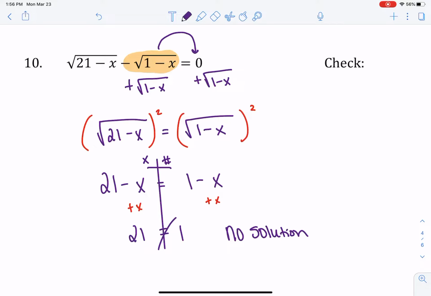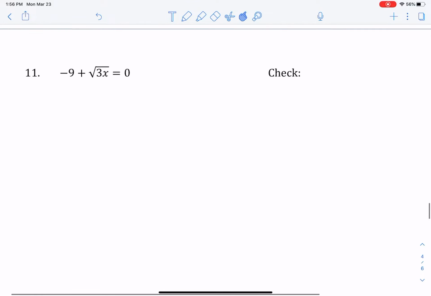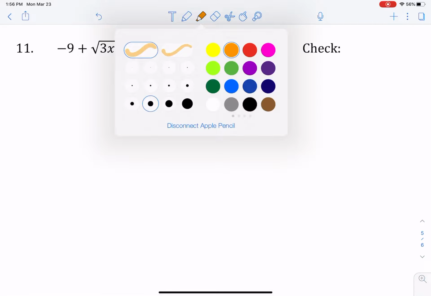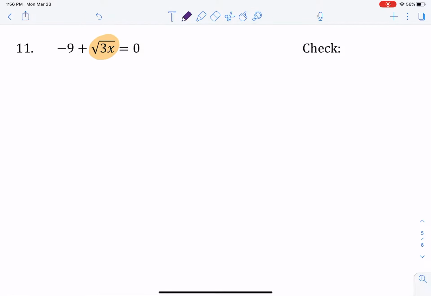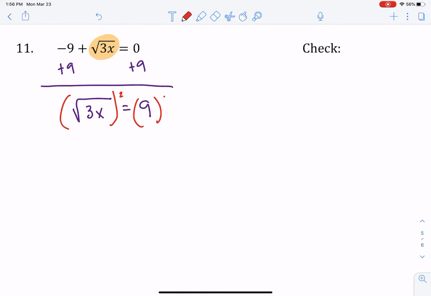Okay, so let's go ahead and take a look at number 11. All right, so again, we want to isolate our radical. So we've got the square root of 3x, and we want to get that by itself. So we'll add 9 to both sides. So the square root of 3x is equal to 9. And now we're ready to square both sides. So 3x is equal to 9 squared, which is 9 times 9, which is 81. Then we'll divide by 3. So 81 divided by 3 is 27.